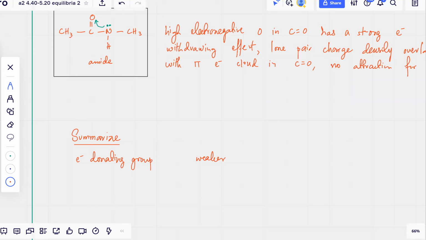So this one I was saying, whenever you have an electron donating group attached to an OH, that means it's going to be a weaker acid. Ignore OH, whatever we studied, that's the summary: whenever there's an electron donating group we get a weaker acid, but if it's attached to a base then you get a stronger base.